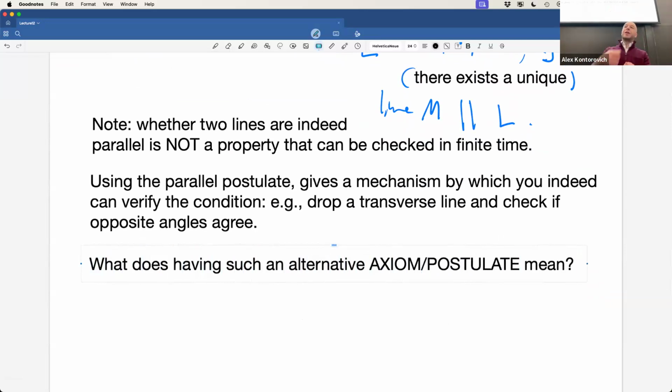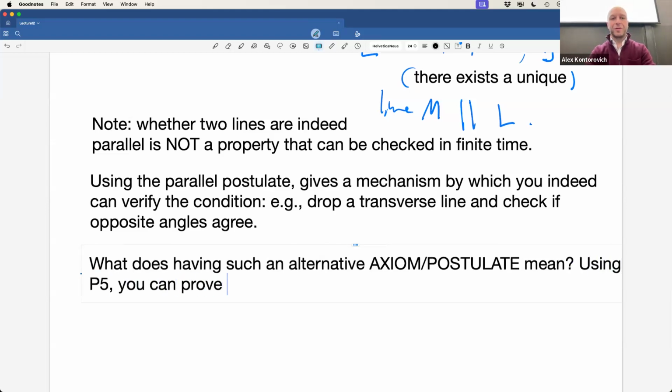It means that using this axiom, you can prove the other axiom. So using P5, you can prove what we'll call the parallel axiom. And conversely, using the parallel axiom, you can prove the statement in P5, that if the two angles on the same side add up to less than 180 degrees, then you'll extend them and they'll intersect.